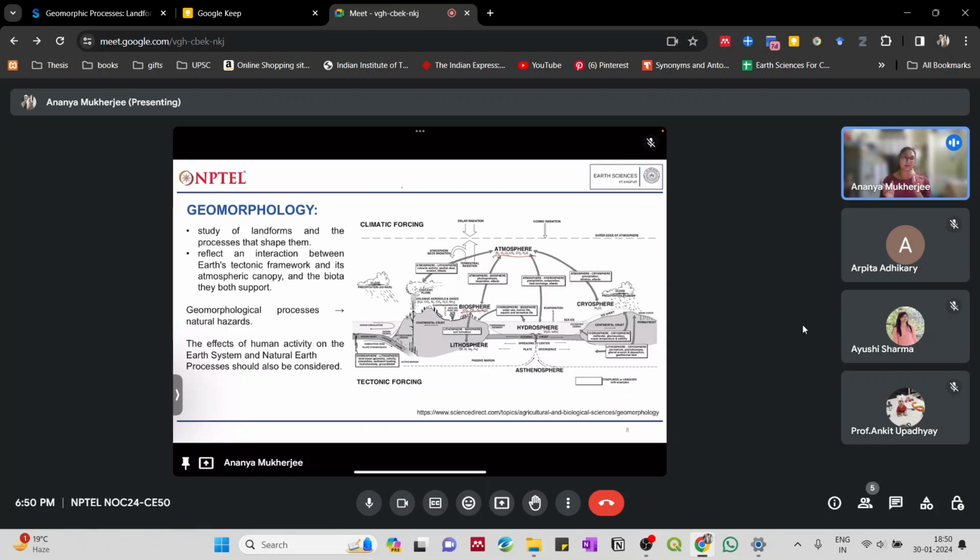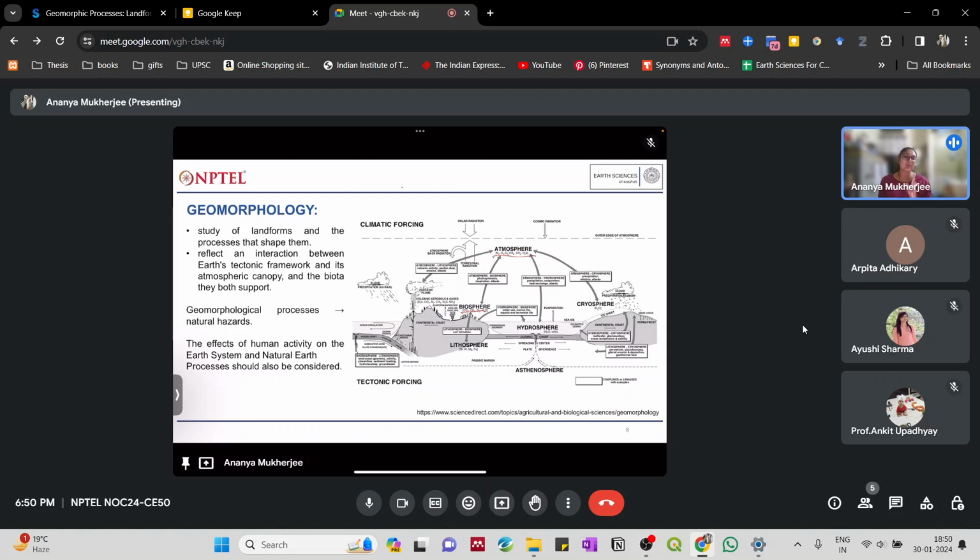And as I had mentioned before, geomorphological processes themselves are sometimes the causes of some natural hazards. So the weathering and erosion that is carried out by the natural agents actually generate some of these natural hazards. We call them hazards now, but they are actually naturally occurring processes. Why we call them hazards is because they are destructive to life and property.